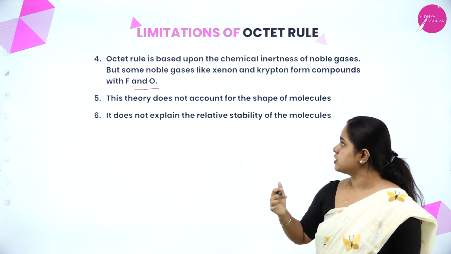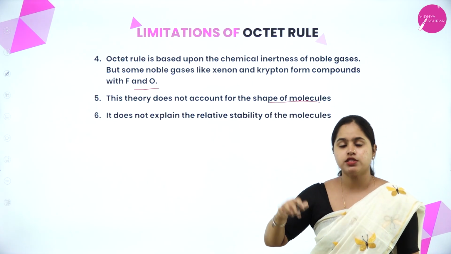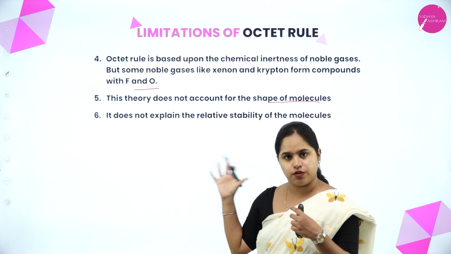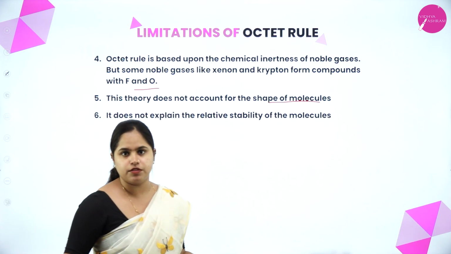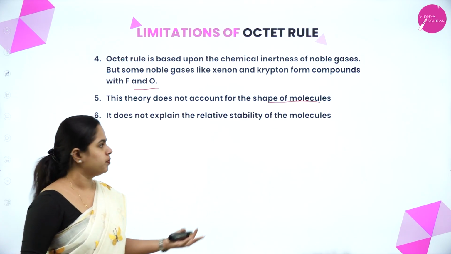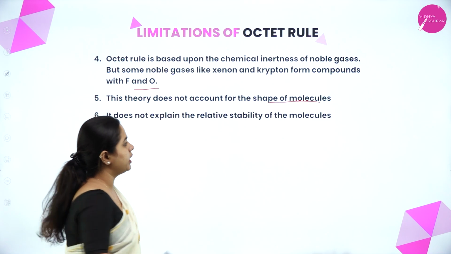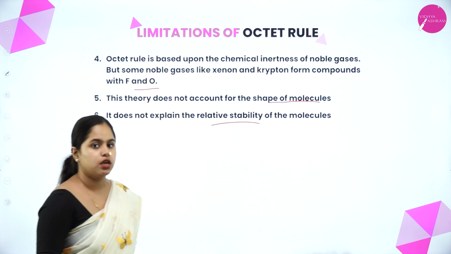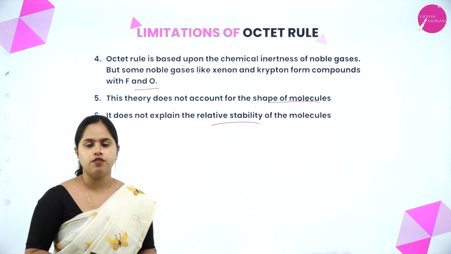Then this theory does not account for the shape of the molecules. What will be the shape of these different compounds and molecules that we have discussed till now? No idea about this was given. And it did not explain the relative stability of the molecules. So these 6 were the limitations of the octet rule.